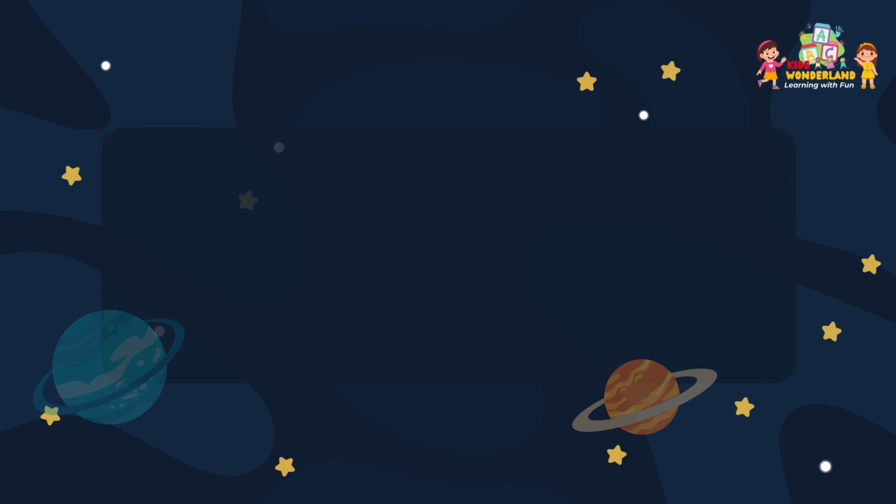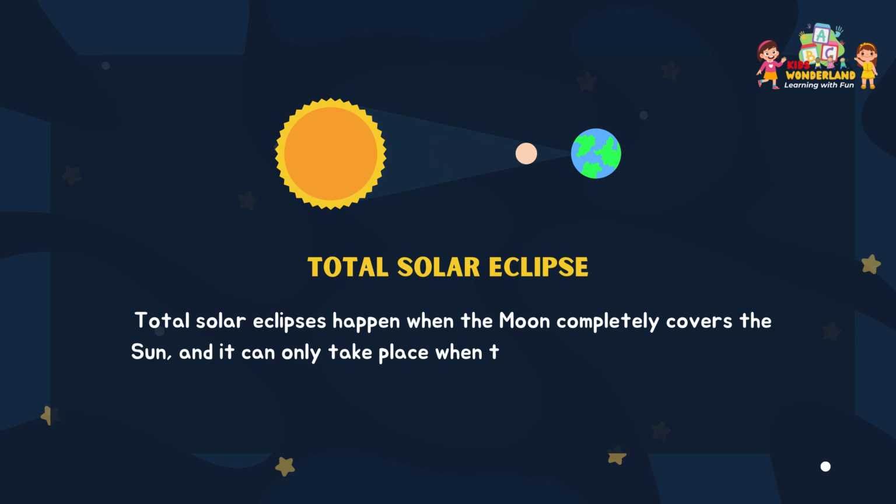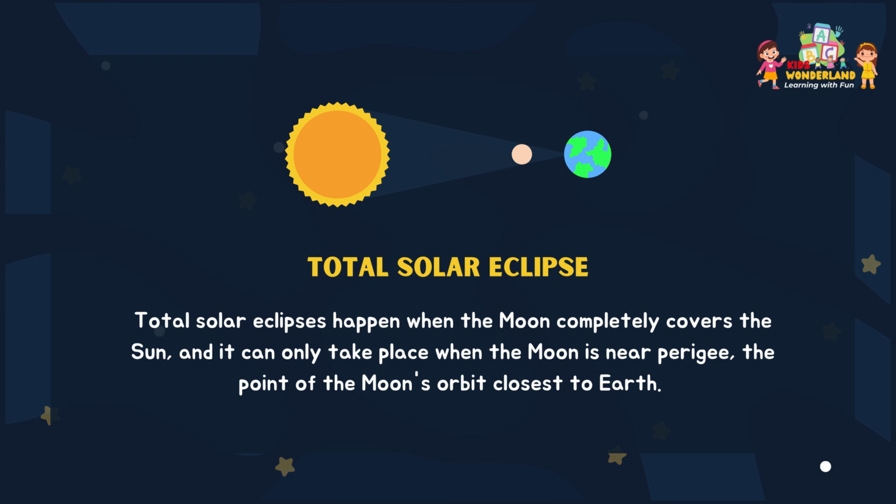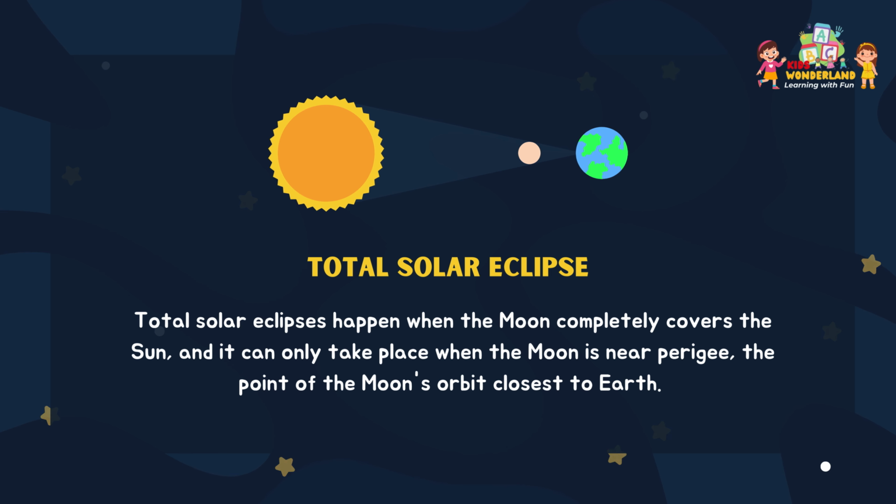Total solar eclipses happen when the moon completely covers the sun, and it can only take place when the moon is near perigee, the point of the moon's orbit closest to Earth.